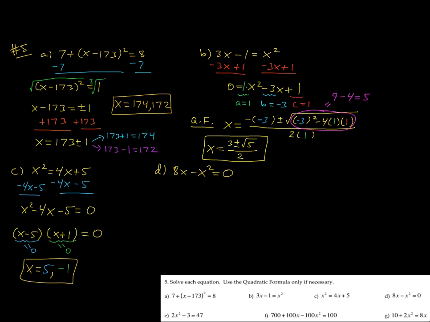That's not to say the quadratic formula would not work here. Okay, you certainly could apply it. It's just that I think factoring is going to get you there a lot quicker. Okay, moving on to D, 8x minus x squared is equal to 0.